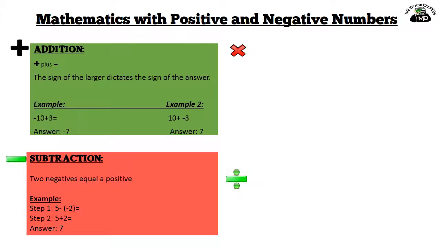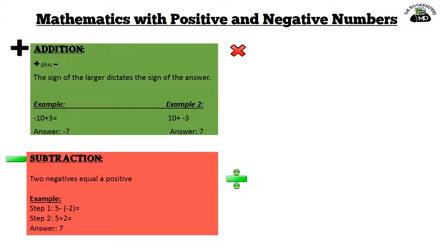Now let's move on to subtraction. Our general rule is that two negatives equal a positive. So let's look at our problem. Step 1 just shows our problem. 5 minus -2. So since it's the minus and the -2, those are two negatives.